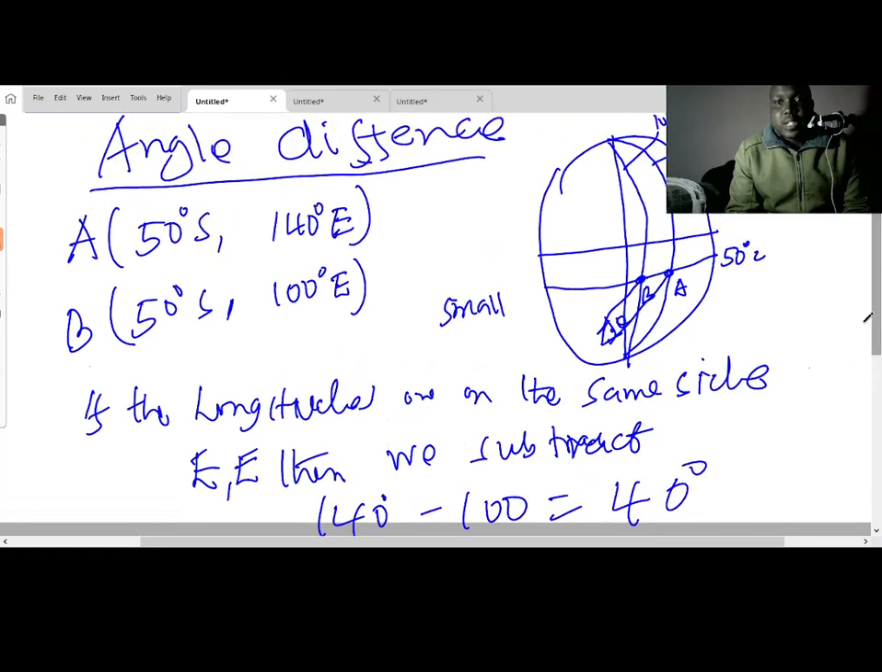We don't bother where they have the same latitude. The same latitude, there's nothing we are going to do. Tunatumia ile ambayo iko different. We use the one that is different, not the one which is the same. So when the latitudes are the same, we are going to use the longitudes to find the angle difference. If the longitudes are the same, 140, 140, we are going to use the latitudes to find the angle difference. Note that.